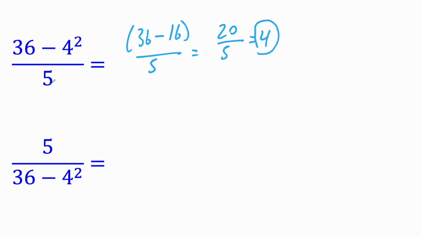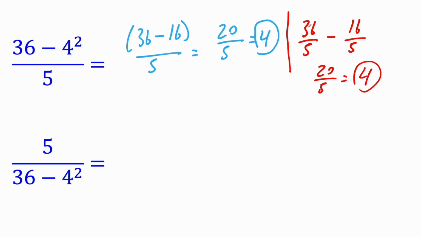Now, we have a common denominator, so if you wanted to, you could split. You could say 36 divided by 5 minus 16 divided by 5. Again, common denominator, which is 5. So in a way, this is already being grouped. 36 minus 16, we get 20 divided by 5, which is equal to 4.